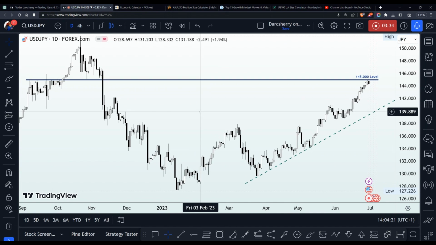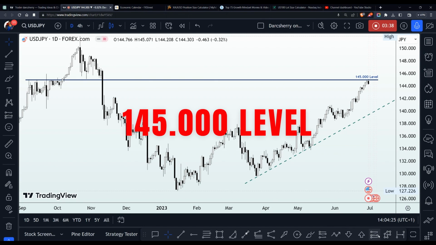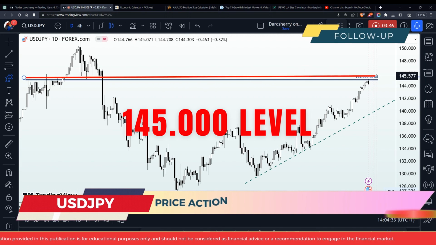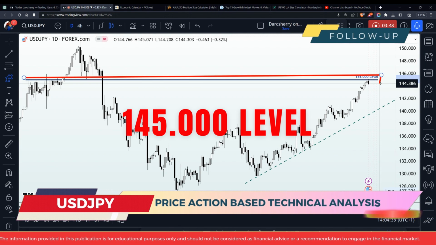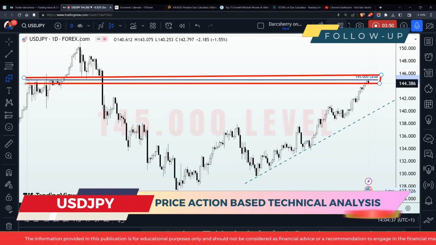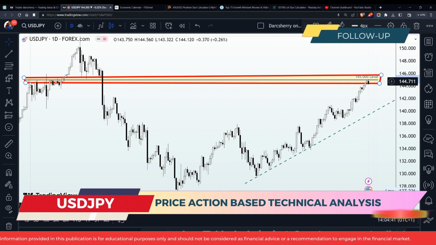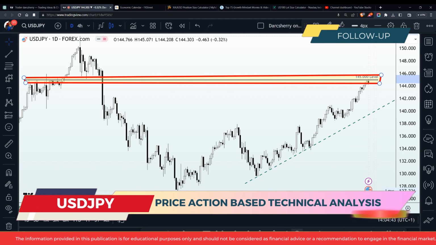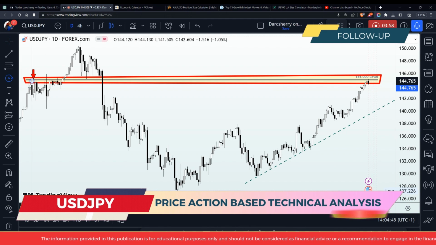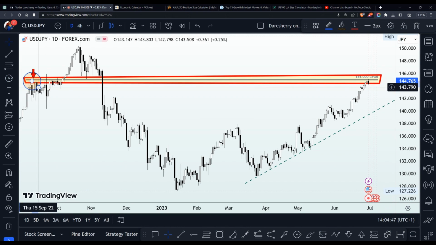Now, if you look at the structure closely, one of the major levels that I'm going to be using as a yardstick for this week is that 145.00 level, a very strong psychological area considering the round figure of that price, as you can see. And if we go as far back as the month of September of last year, we can see how this level has been a major determinant of price action.